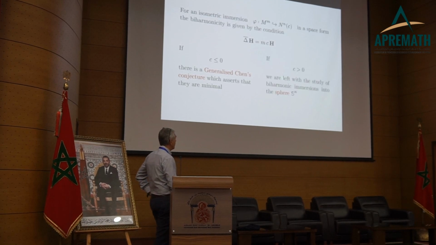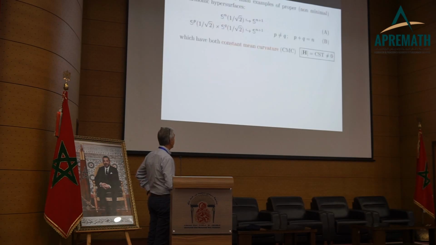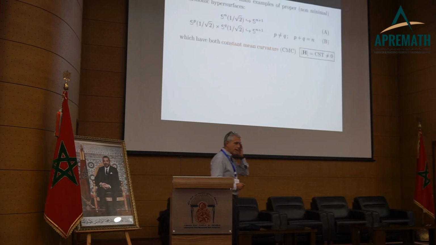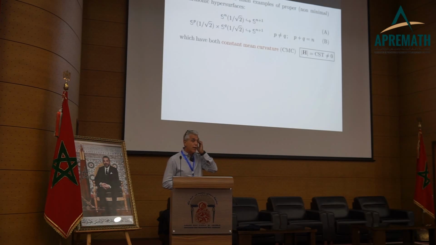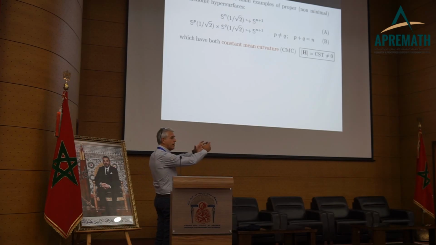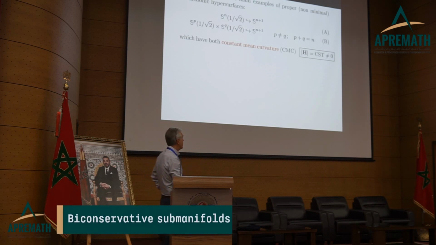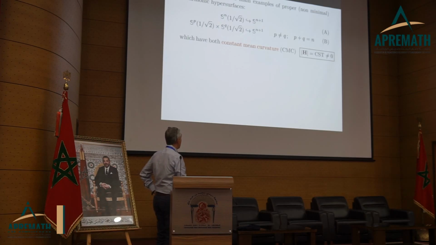But when C is positive, here you have examples, and we can restrict ourselves to the sphere when C is positive. And here are the two main examples of biharmonic hypersurfaces in the sphere, which are not minimal, of course. The first example is you take your sphere and you take a parallel hypersphere of a certain radius. And the second is a sort of product of spheres, generalized Clifford tori. They both have constant mean curvature, not zero, and they are both examples of biharmonic hypersurfaces in the sphere.